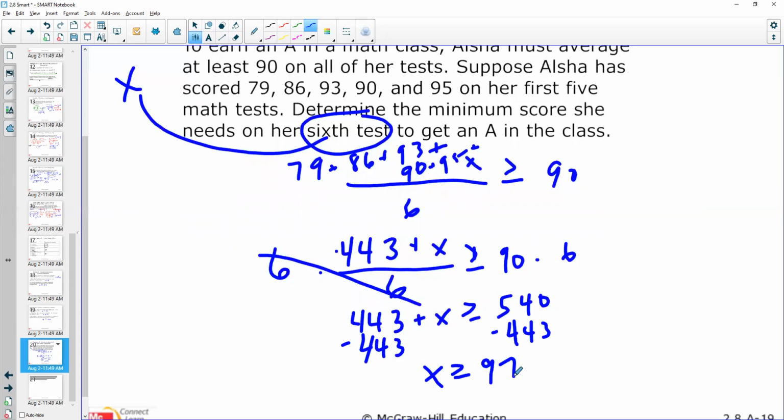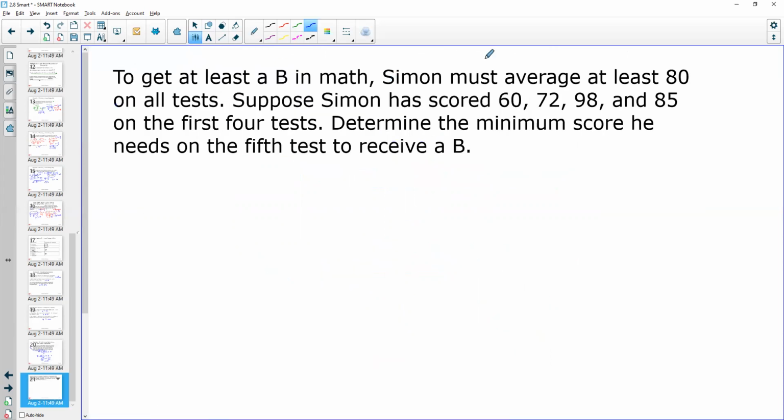So she's got to get at least a 97 on that last test to get an A in the class. If she gets lower than a 97, anything lower than that, she's got a B. All right. In this case, it's exactly the same thing.